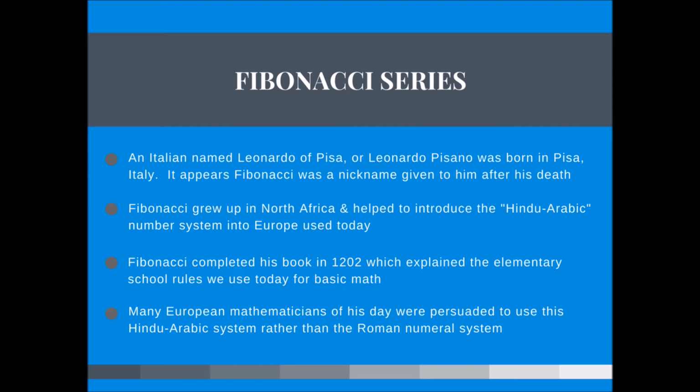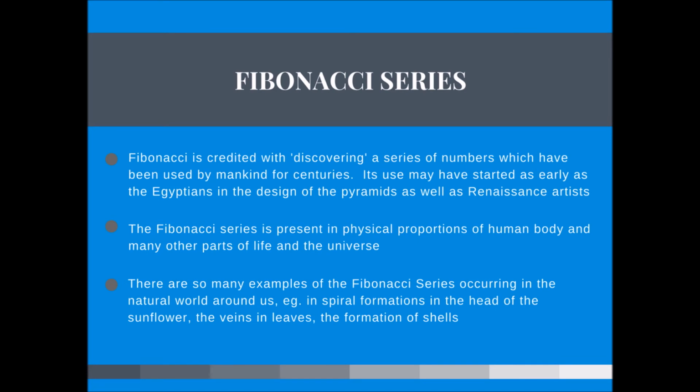He grew up in North Africa and helped to introduce the Hindu-Arabic number system into Europe, used today. He completed his book in 1202, which explained the elementary school rules we use today for basic maths. Many European mathematicians of his day were persuaded to use this Hindu-Arabic system rather than the Roman numerals system. Fibonacci is credited with discovering a series of numbers which have been used by mankind for centuries. Its use may have started as early as the Egyptians in the design of pyramids, as well as Renaissance artists.